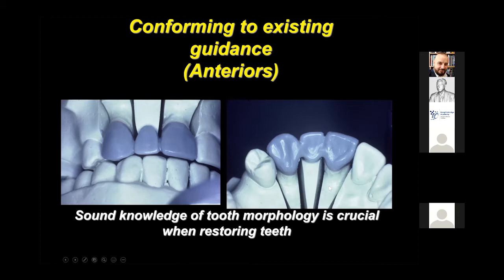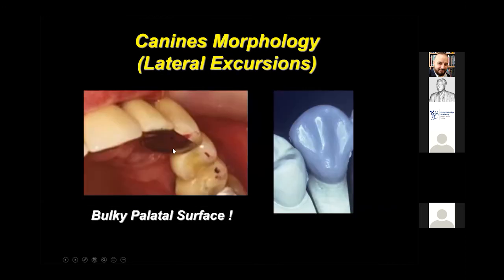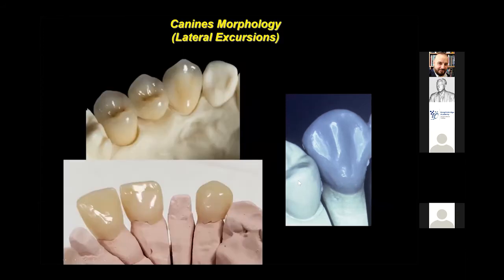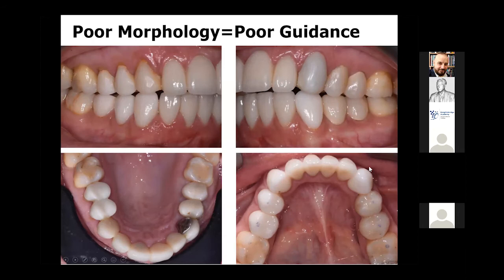They will not be able to actually slide the jaw right or left because you obstructed it with the poor morphology of the canine, something like a bulky palatal surface. So again, this won't help. This is not the palatal aspect of the canine it should reasonably be, okay? So look after that. The poor morphology will end up with poor guidance. So the patient will not be able to make lateral excursions with good guidance.